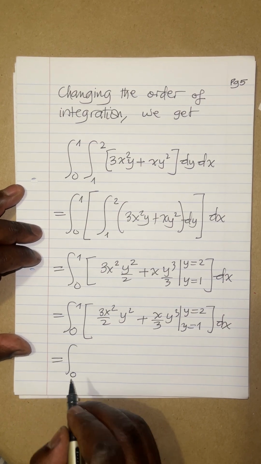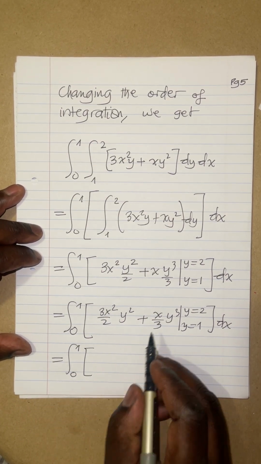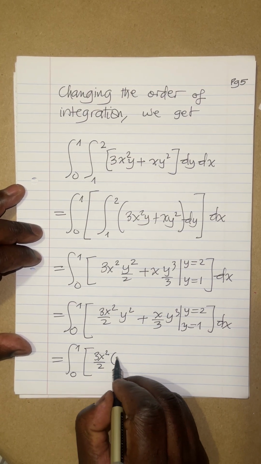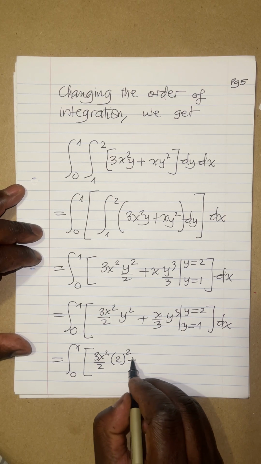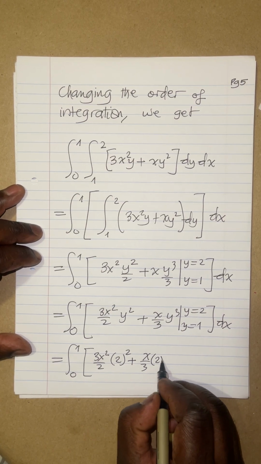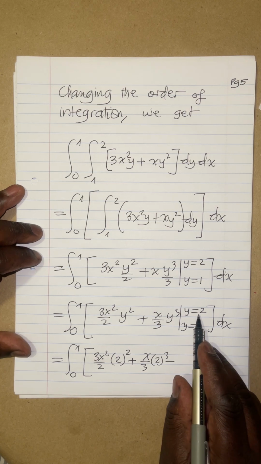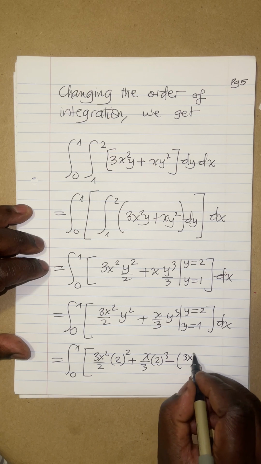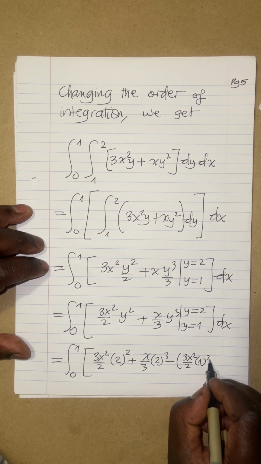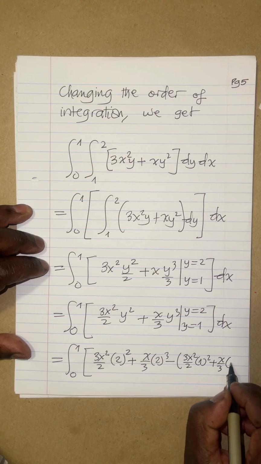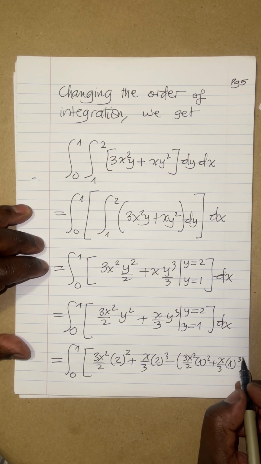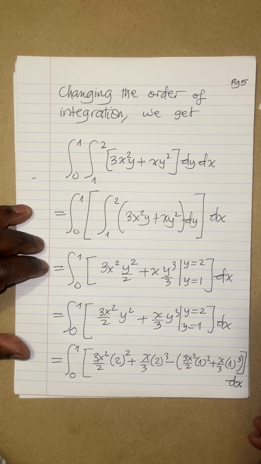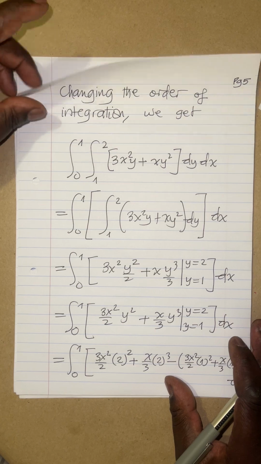Now, this one goes on as follows. This is going to be the integral from 0 up to 1 of, I'm putting 2 there and there, so 3x squared over 2, and then 2 squared plus x over 3, and then 2 cubed. Then minus, remember we're done with the top limit, I'm going to put 1 in that place and that place. So 3x squared over 2, and then 1 squared plus x over 3, and then 1 cubed. Then I can close that, close this one here, and then I have dx. Right, now let's clean this up. Taking us to page 6.